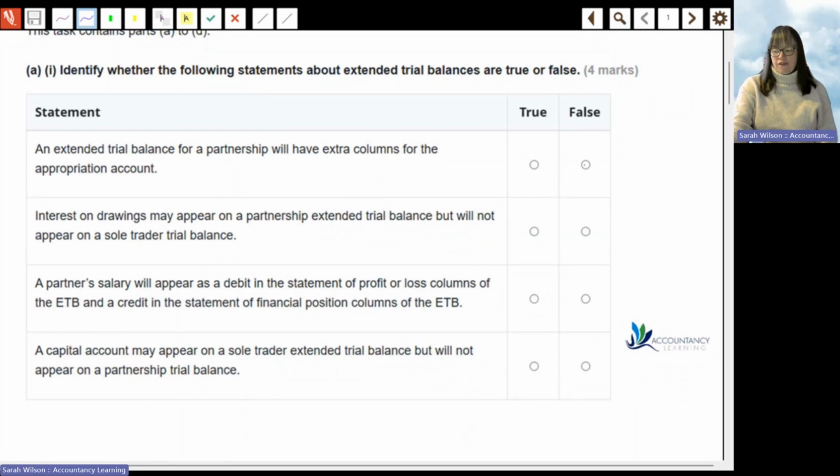So this is false because the appropriation account will be done after we've found out what our profit or loss is, which is done via the extended TB. So the appropriation account does not form part of the extended trial balance.